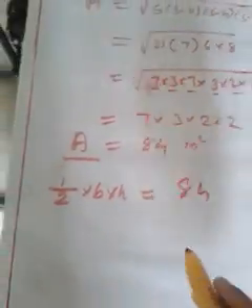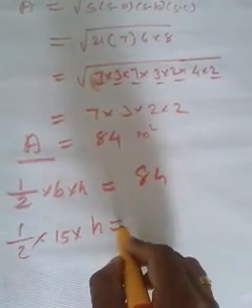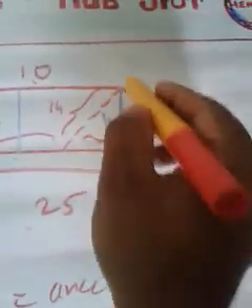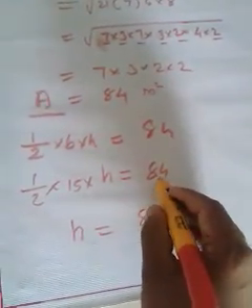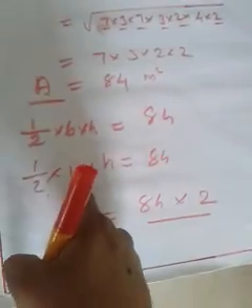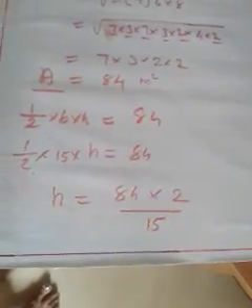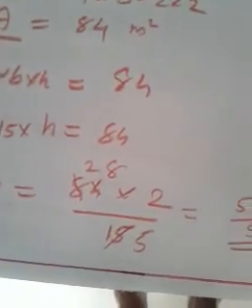You may have understood. Okay, and now you just see, half into what is the base of the triangle? 15 into h, as it is. We don't know the value of h, and the area is 84. Now from this we will get the value of h. The right side is 84. Just take this denominator 2 to the right side, it becomes into 2. When you take the 15 to the right side, it comes in the denominator portion, and on reducing, we will get the value of h. After cancelling 84 and 15 by 3, we will get the value of h as 56 by 5.